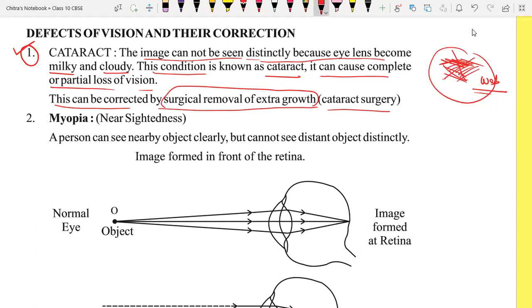The surgery of the eye removes the extra web-like cells from the eye so that the person's vision will become clear. This is called cataract, and this surgery is called cataract surgery. Okay, any doubt here? Very simple.